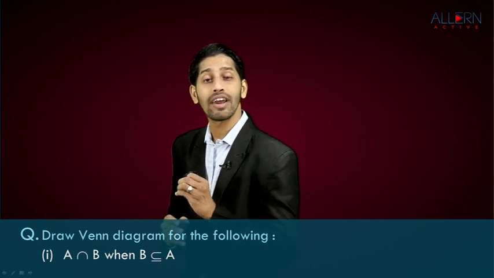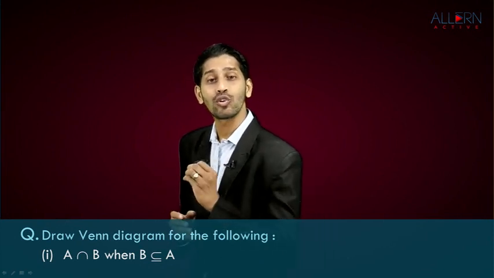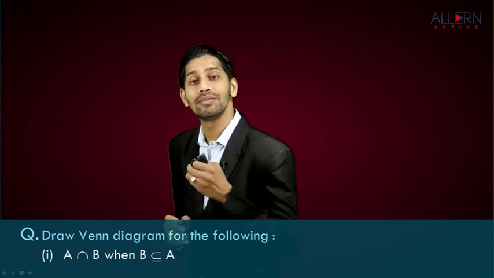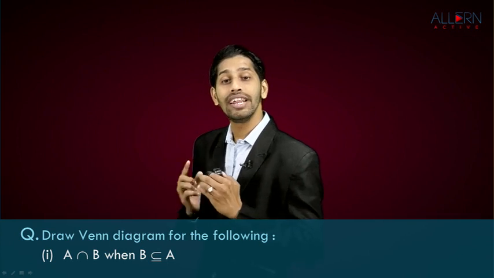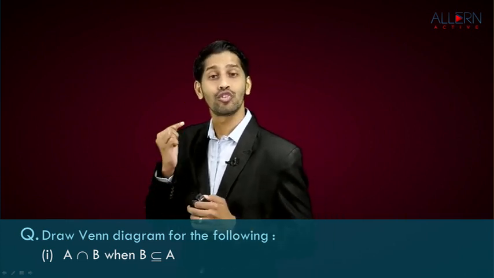Hi, let's take one more very interesting question of this chapter. We have to draw Venn diagram for the following. First question is A intersection B when B is a subset of A. That means we have to draw Venn diagram using condition B is a subset of A, and then we have to shade the portion representing A intersection B.